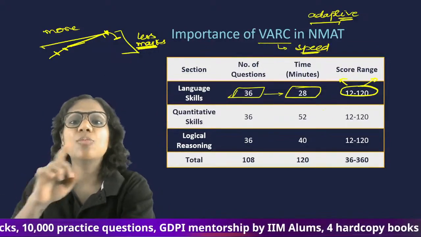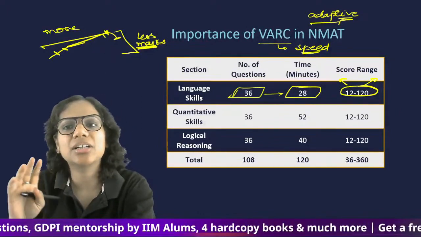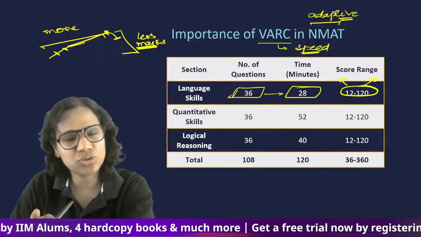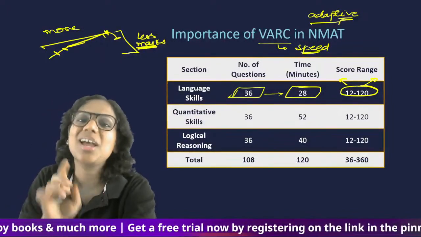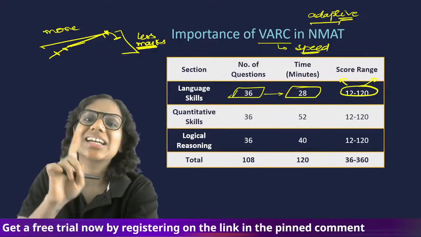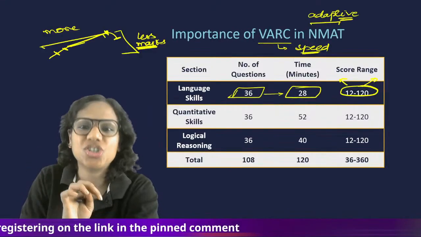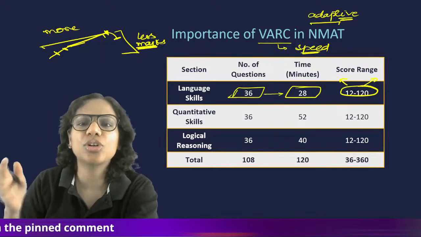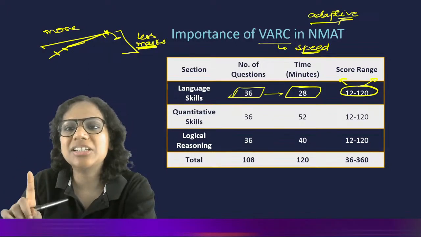So speed is important. That's one thing. Moreover, NMAT does not just ask you RC passages and para-based verbal logic questions, just like CAT. I'm not saying it does not ask these questions, but it also adds grammar, and it adds verbal logic. I'll show you the NMAT 2022 analysis also, what all question types came. But I hope you're realizing that speed is paramount.